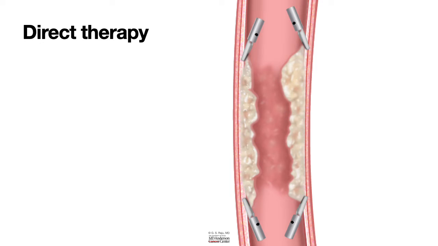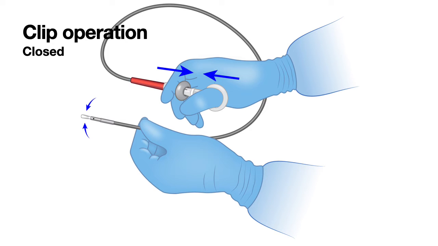So now let us learn about how to operate a clip. When the clip comes out of the packet, you can see the handle. The handle has a thumb ring. You put your thumb into that ring, and a slider. You hold the slider between the forefinger and the middle finger.